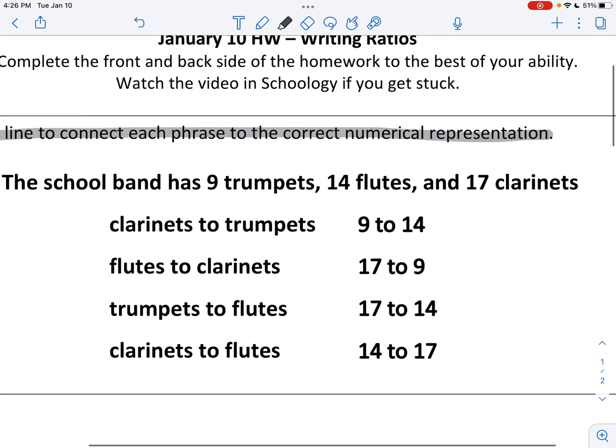For this one, I would really recommend that if it says 9 trumpets, that you write the number 9 above trumpets every time you see it. And do that for each instrument. Here's 14 flutes. So I'm going to write 14 above flutes. That will really help you solve this problem.